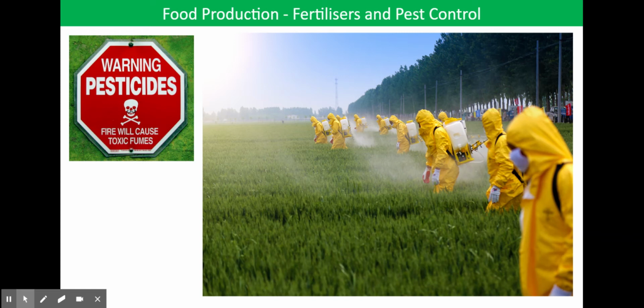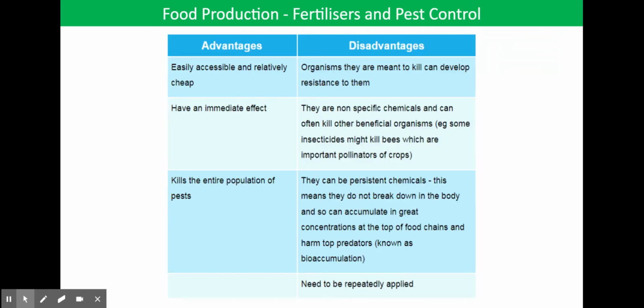So that's a biological control. There are three types of pesticides you need to be aware of. Firstly, we have insecticides, which kill insect pests, herbicides, which kill plant pests, and fungicides, which kill fungal pests. Now, this table just summarizes some of the advantages and disadvantages of using pesticides. So as you can see, some of the advantages are that they're easily accessible and relatively cheap. They can have an immediate effect, and they kill the entire population of pests.